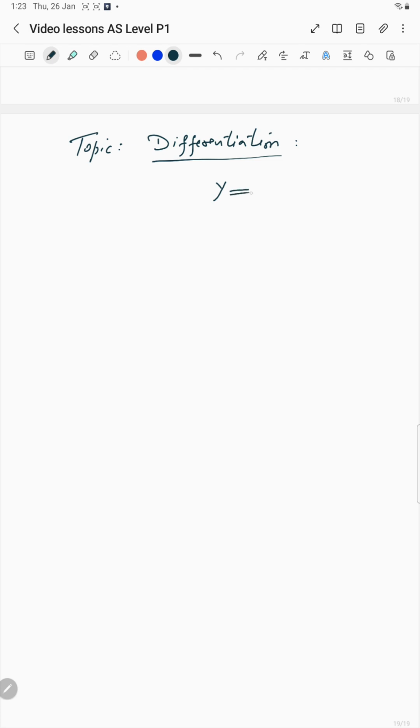in terms of x, like you can say y is f of x, and you want to find dy by dx, this d by dx means you are going to differentiate the function y with respect to whatever variable we have here, x.